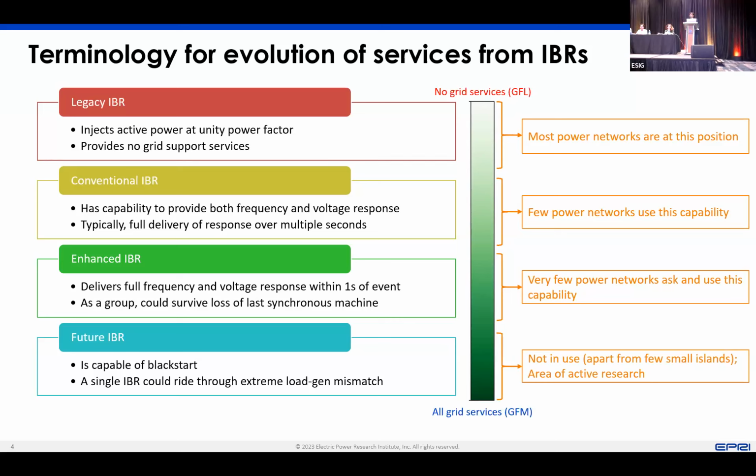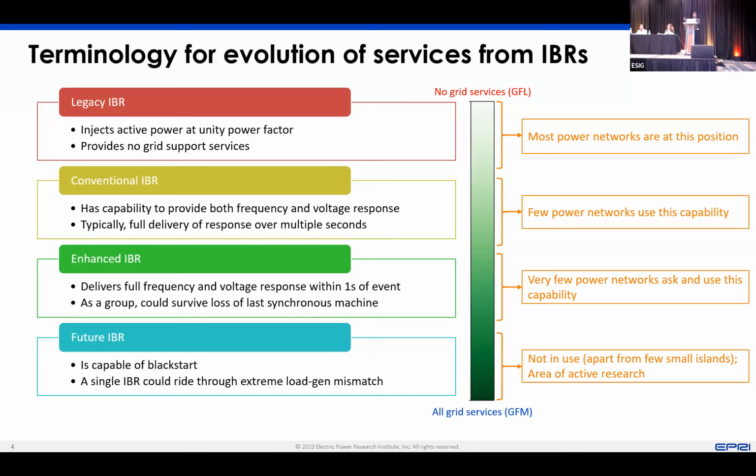So if you look at this, what's at the top would be grid following, GFL, and what would be at the bottom is grid forming, where the spectrum lies from providing no services at all to providing all services. So these are two theoretical bookends. And in reality, we want something in between. We want the inverter-based resources on our system to probably be somewhere between enhanced IBR and future IBR. Depending upon the nature of the system, you might have more future IBR or more enhanced IBR, depending upon what other resources you have.